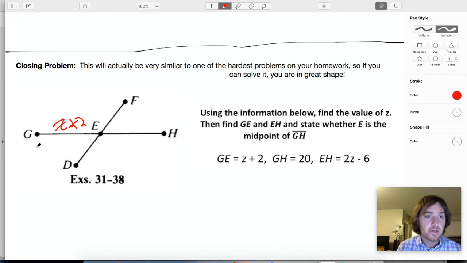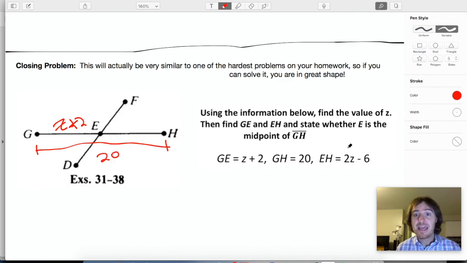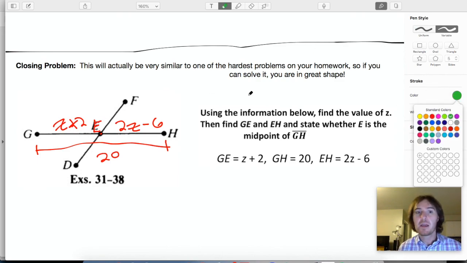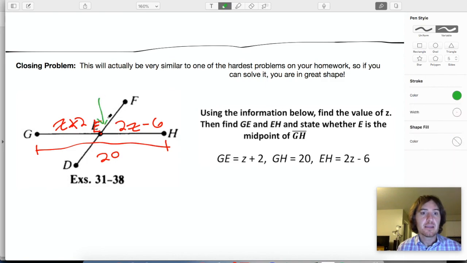GH is 20, okay? Ooh, 20. So I'm going to do this here, 20, okay? And EH is 2Z minus 6, okay? So it looks like DF is kind of a distraction for a certain amount of time here, because we have point E, okay? Point E is between G and H.